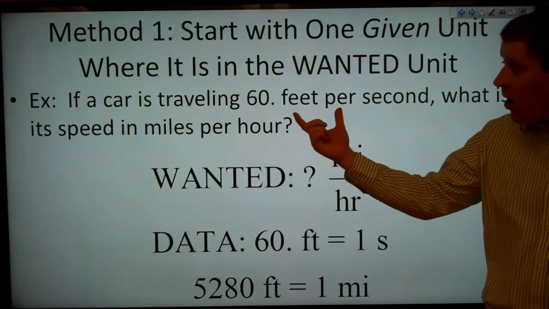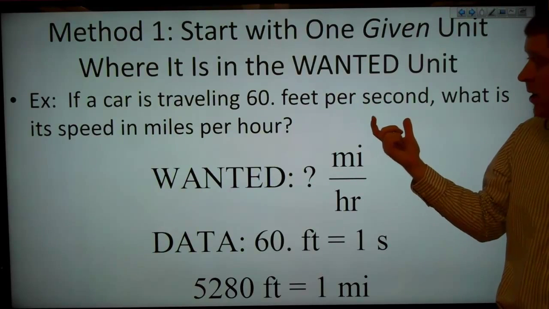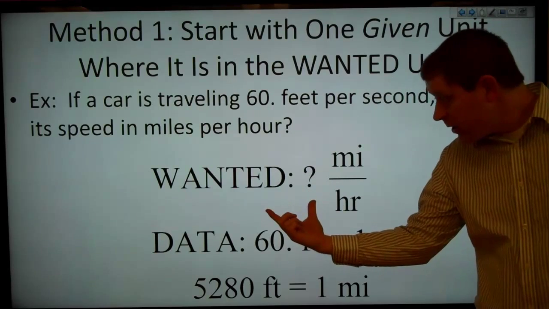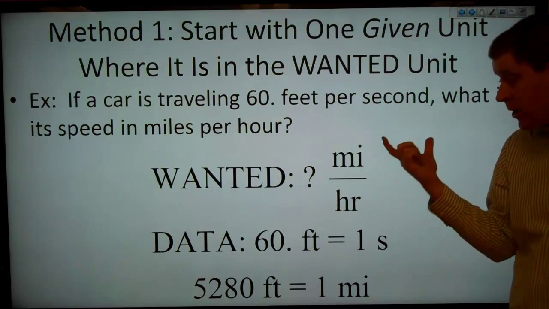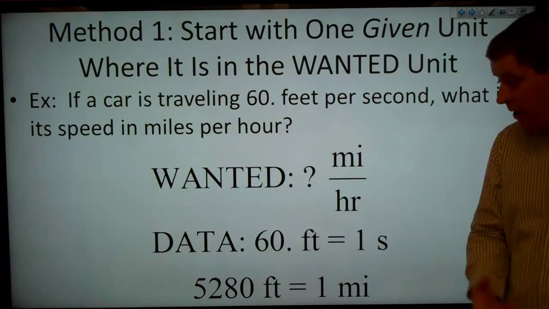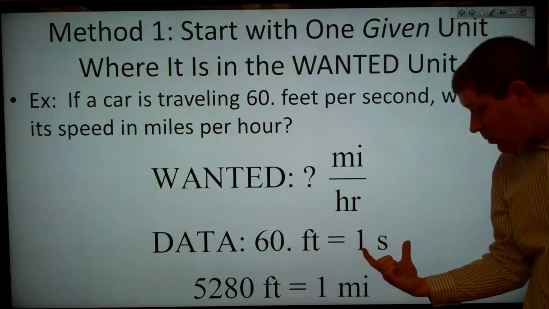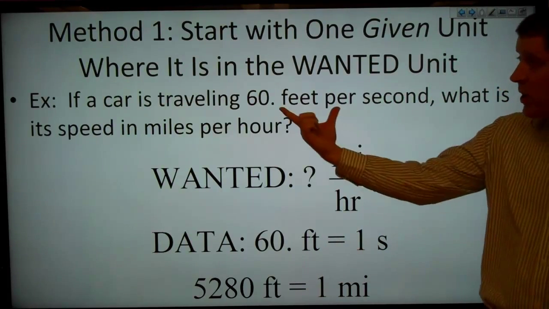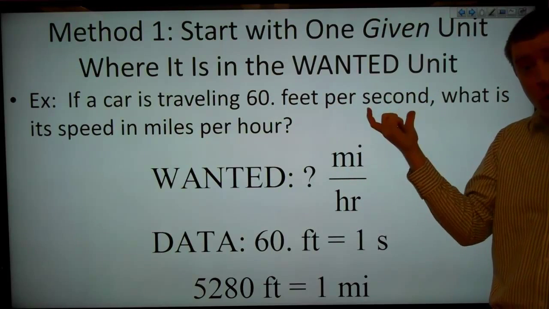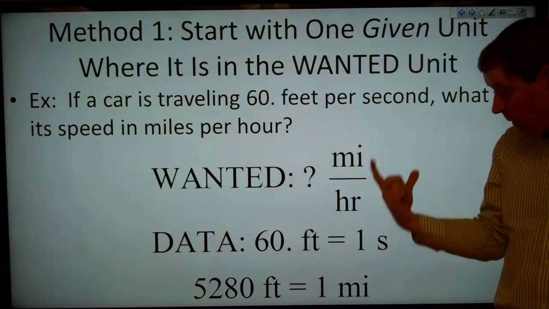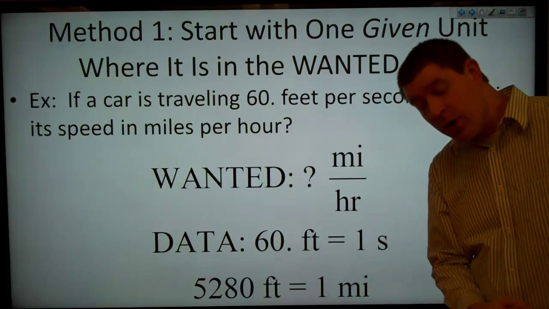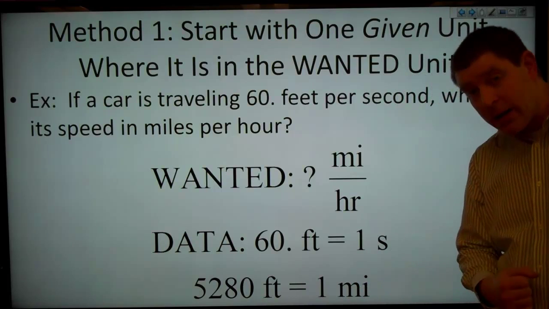For example, if a car is traveling 60 feet per second, what is its speed in miles per hour? Well, the wanted is a ratio unit. We want to know miles per hour, the speed of the car. The data that we have is 60 feet equals 1 second, because we know the car is traveling 60 feet per second. This is per 1 unit, so that means we can write that as an equality. And we also know that 5,280 feet is equal to 1 mile.